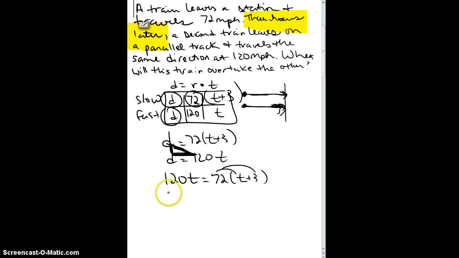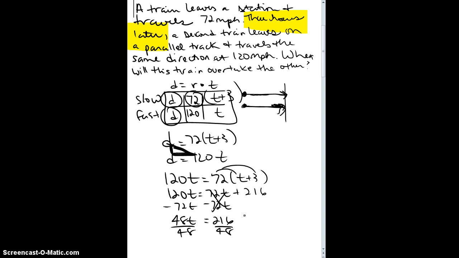Do the distributive property. Let's see, what is that? 216. Let's see, I'm going to subtract my 72. Let's see, what is that? Is that 48? 48, and 48, and I'm going to grab my calculator here quick. Right, and it looks like I get 4.5.